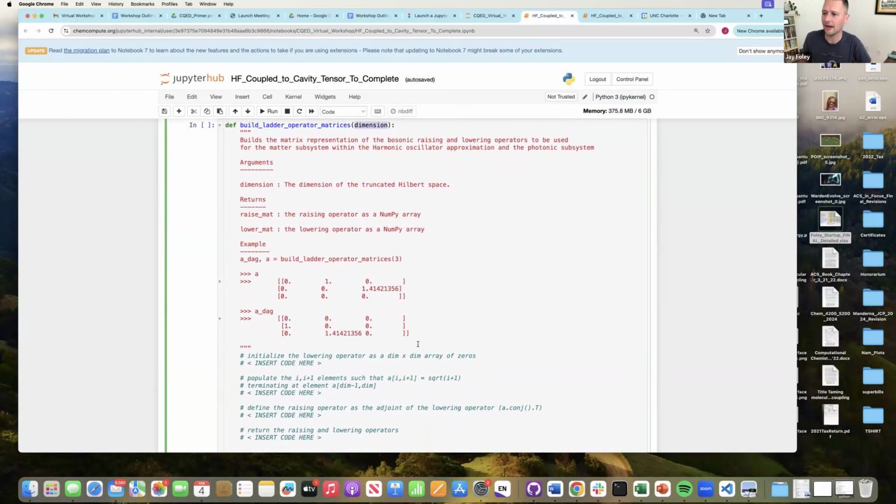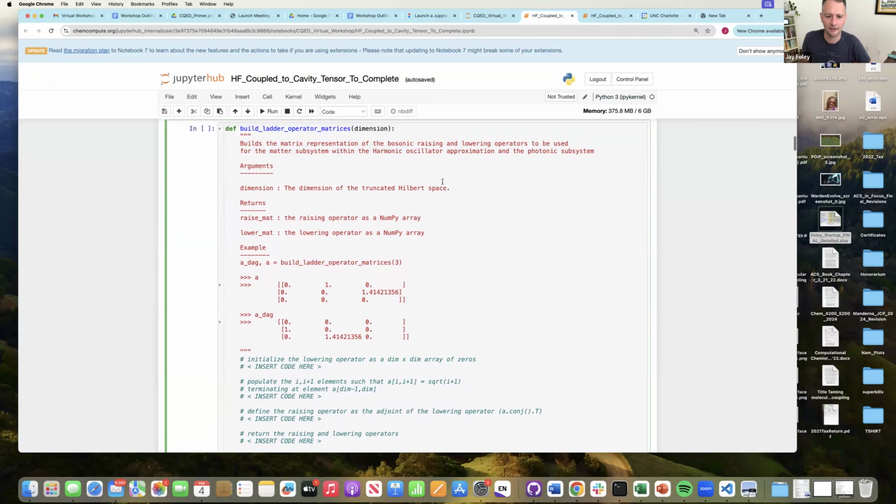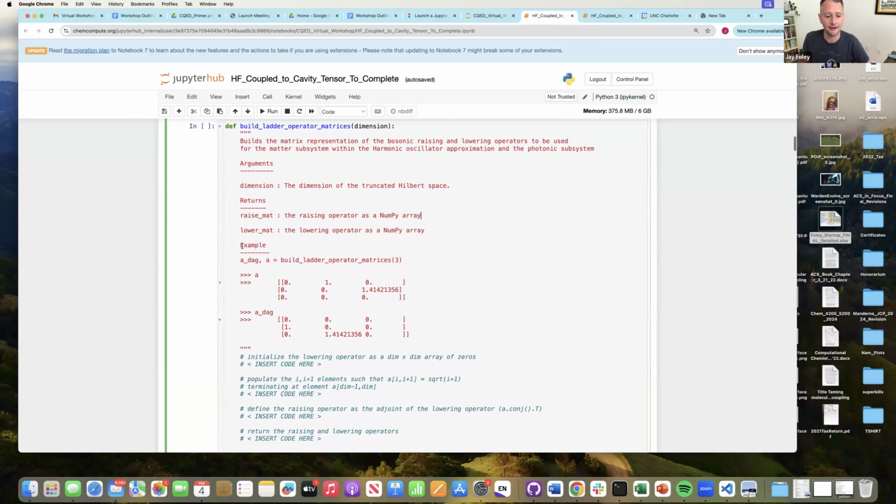Also, a real quick note about how these functions are set up. I have docstrings here, and the docstrings are going to spell out the arguments that we pass to the function, and then the items that the function returns, which could be a number or a matrix or a vector, or it could be multiple matrices or vectors in this case. And then also an example of how you could call this function and what the expected output would be.